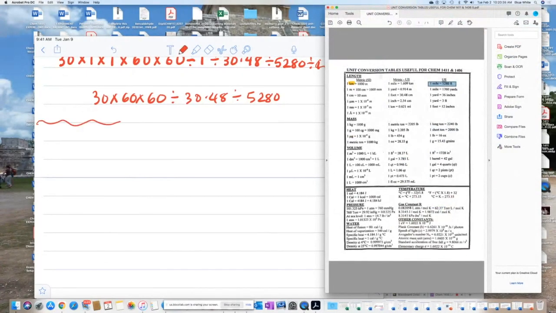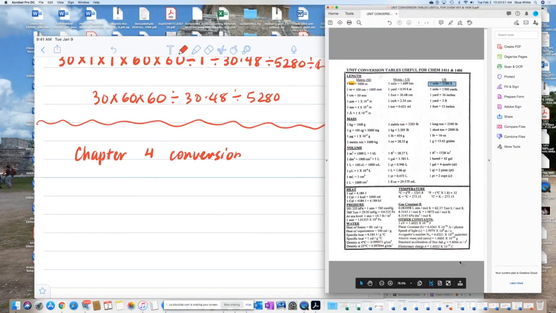Since I'm not doing a regular lecture, I'm just going to be going over some questions. I'll go over how to rearrange the equation. For this part, you want to know the temperature conversions, these ones right here. So for chapter 4, conversions, you want to make sure you know the pressure conversions, these right here.